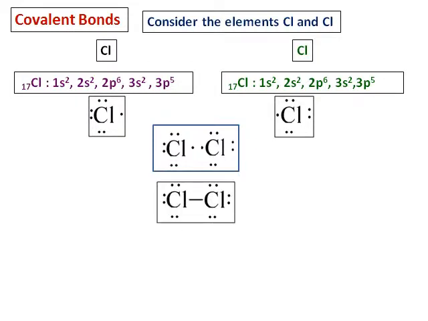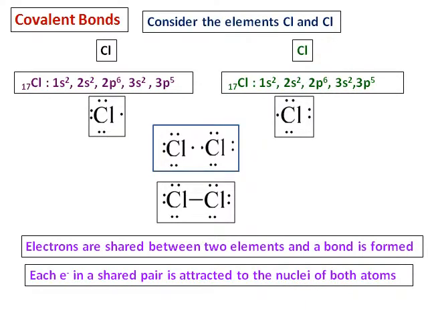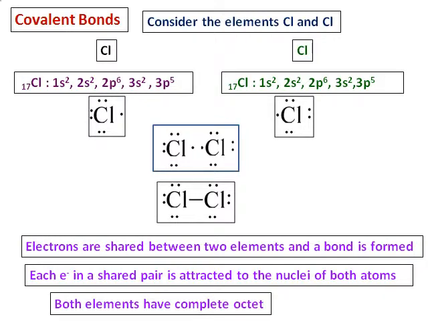And now whenever we have 2 electrons close by, a bond is formed. So the bond which is shown there between the 2 Cls is called the covalent bond. What is actually happening is, each one needs 1 electron. Let's say that instead of losing any of it, let's share it, and that's how a covalent bond is formed. So what is actually a covalent bond? Electrons are shared between 2 elements and a bond is formed, and these electrons are attracted to the nuclei of both the atoms, and as a result both the elements have a complete octet.